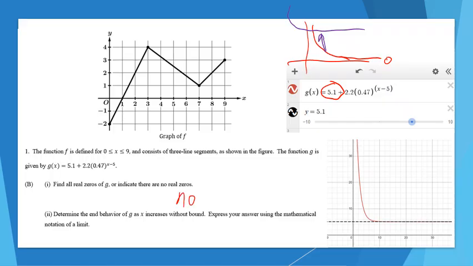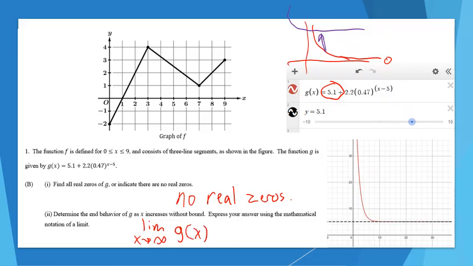So here we would say no real zeros for that one. And that is where you use Desmos to look at the shape of the graph and see where it touches 0. For part 2, determine the end behavior of g as x increases without bounds. Express your answer using the mathematical notation of a limit. Here we're still looking at that exponential function, and we want the limit as x approaches positive infinity of g of x.